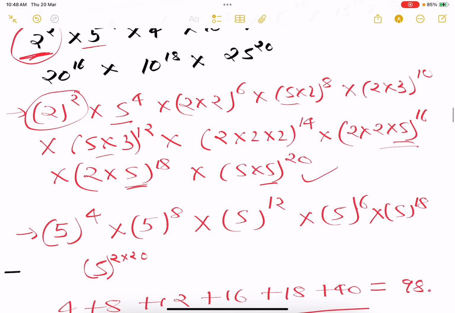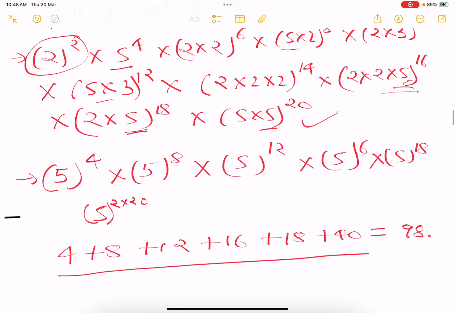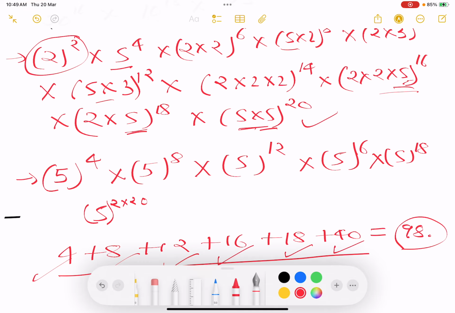This is simplified form, and now what we'll do, we'll see the number of 5's and their power. So 5 to the power 4, 5 to the power 8, 5 to the power 12, 5 to the power 16, 5 to the power 18, 5 to the power, because here two 5's are there, so we can write 5 square into 20. So the number of 5's would definitely be, how much is the 5's power? So here the 5's power is 4, here is 8, here it is 12, here it is 16, here it is 18, here it is 40. We add them and we get 98. So number of 0 would be 98. I hope this is clear to you. Now we'll move forward.